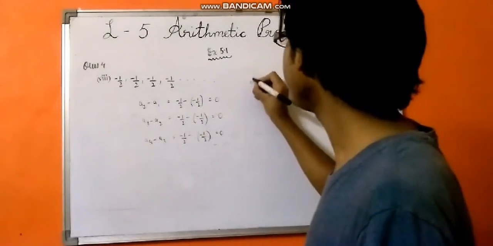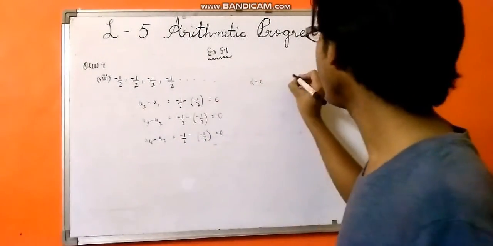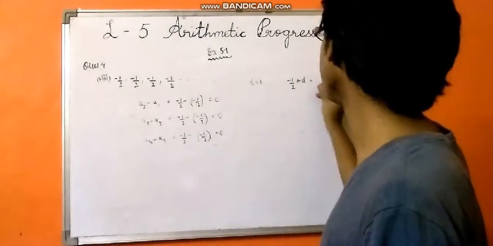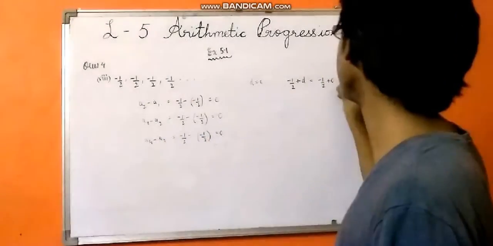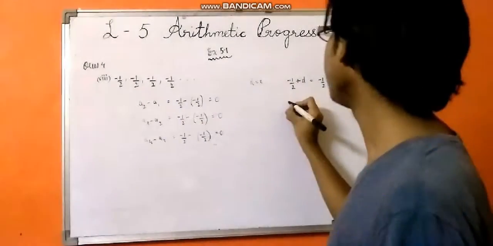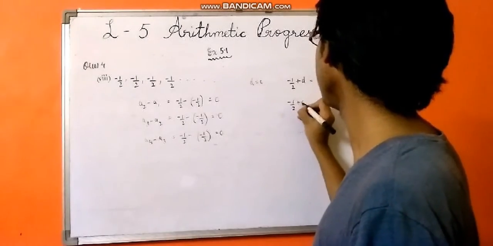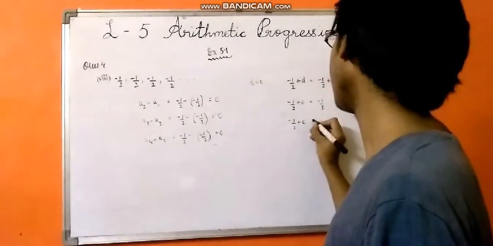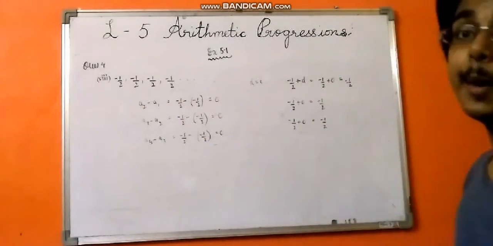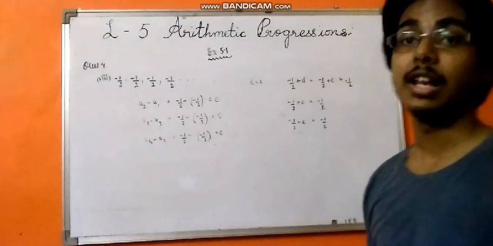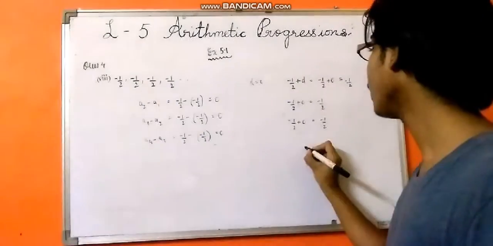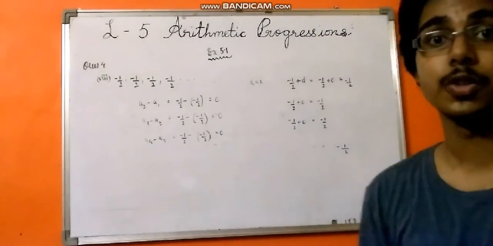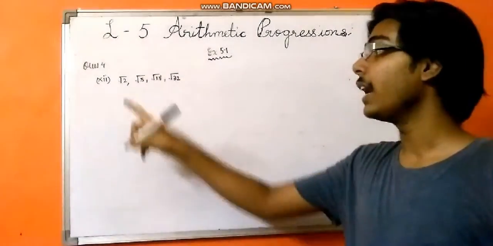So common difference D, we know, is 0. The next term would be minus half plus D, which equals minus half plus 0, which equals minus half. The next term, minus half plus 0, equals minus half. Minus half plus 0 is again minus half. So the next three terms will also be similar to the last four terms. Therefore this AP would continue no matter whatever term you choose. Now let us have a look at the 12th question.